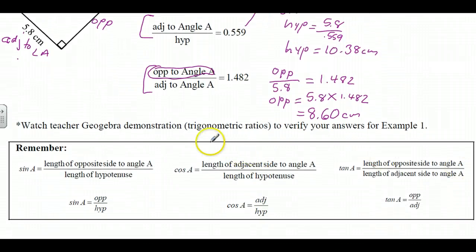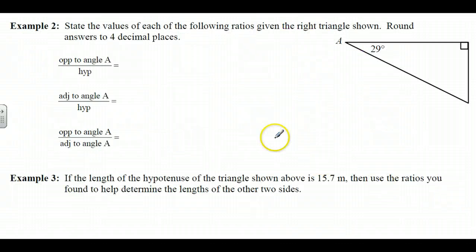Here are our formulas, remember, and this is obviously available for you. And remember the mnemonic, SOHCAHTOA. SOH: sine is opposite over hypotenuse, cosine is adjacent over hypotenuse, tangent is opposite over adjacent. Okay, let's move on. Example 2, state the values.